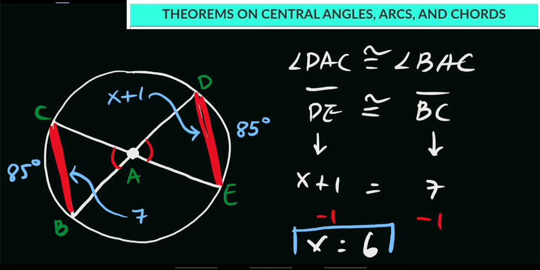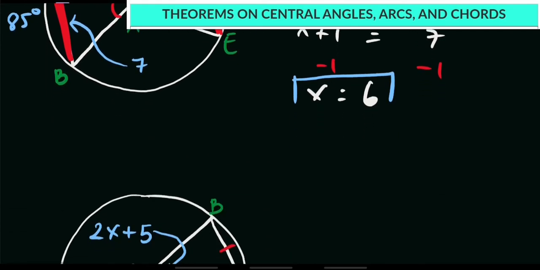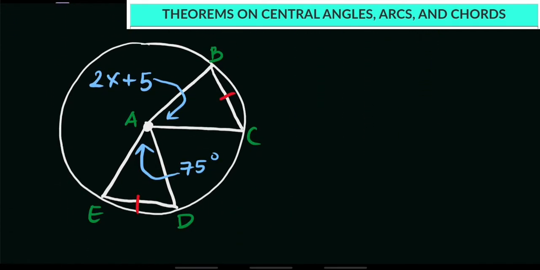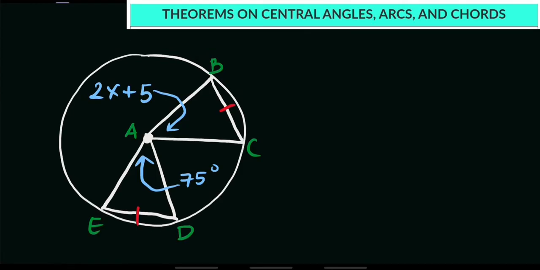Next, let's try to answer the next question. For this given figure, we have this chord BC. According to our figure, line segment BC is congruent to line segment DE.